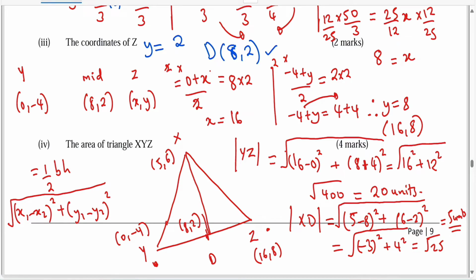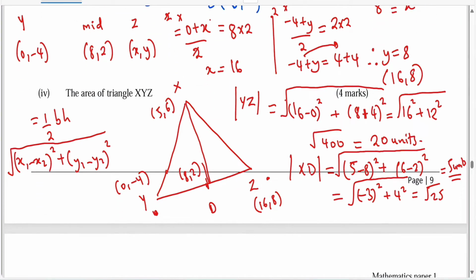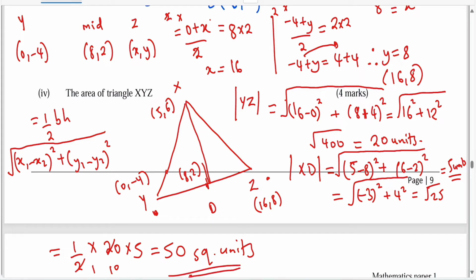So if you want to find the area, simple. Itakuwa half times base yetu. Base yetu si tayari tuko nao. Base yetu ni your YZ, which is 20, times height yetu, which is 5. So by 2, 1, by 2, 10. So 10 times 5 ni 50. Hata hiyo 10 naweza andika hapa, isije ukasema uone hiyo 10 sioni. So 10 times 5 ni 50 square units. Wewe andika tu units hapo hapo, usiandike square. Na kwa mtihani utaanza kutafutana. Haya. So those are your 10 marks.